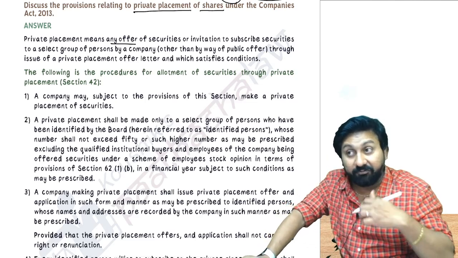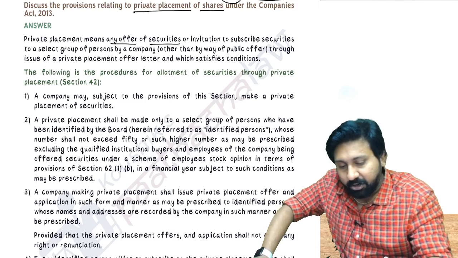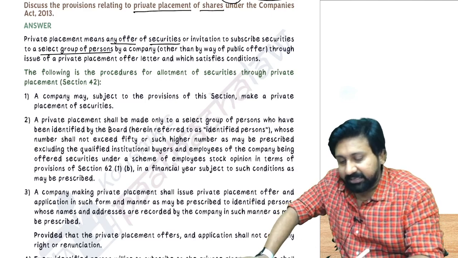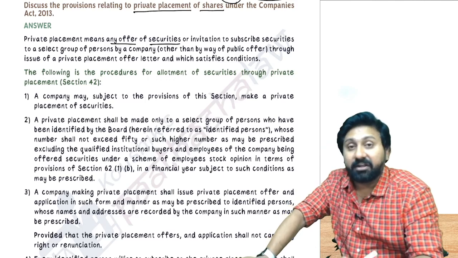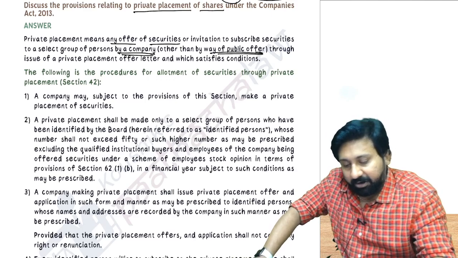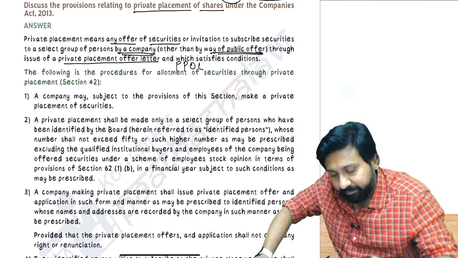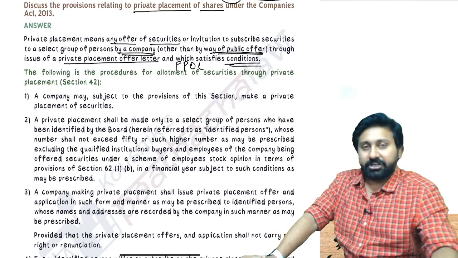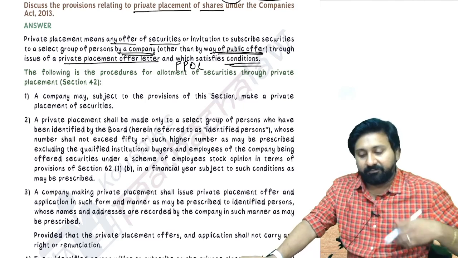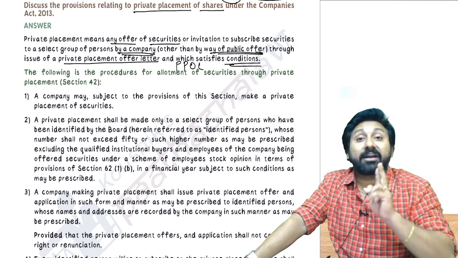It's an offer given. Whether that person will accept or not, we don't know. Offer of securities or invitation to subscribe the securities to a select group of persons. That's why identified group, selected group persons by a company other than by way of a public offer through the issue of private placement offer letter. What placement? Private placement offer letter, and which satisfies some conditions. So first one, company, what it will give? It will give offer. Offer of what? Offer of securities or invitation of security, subscription to securities to a select group of people.